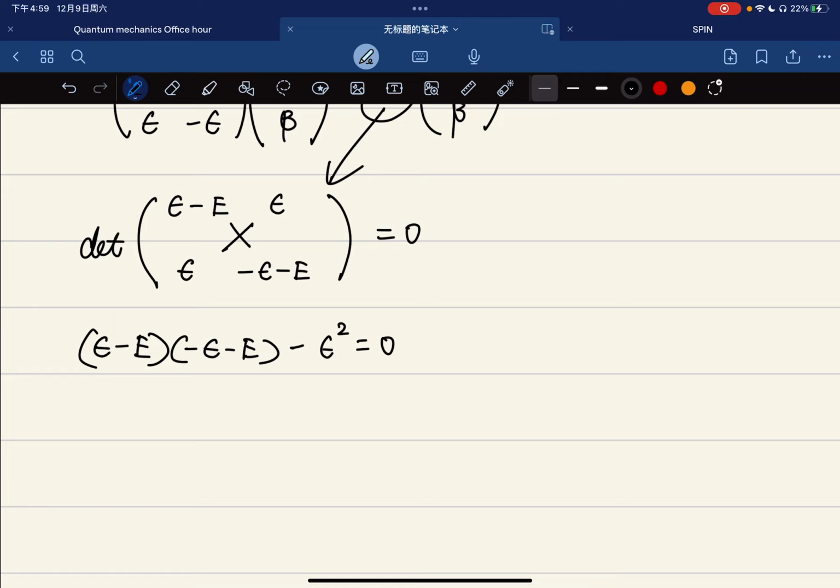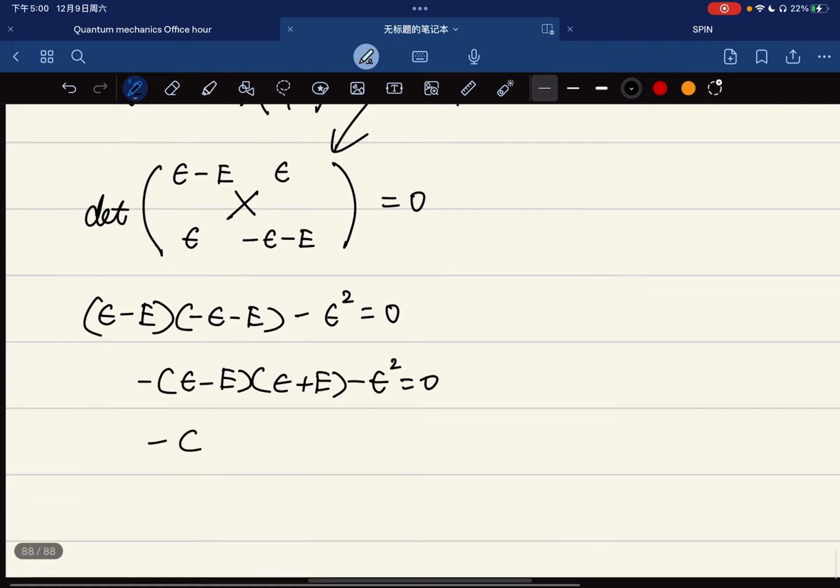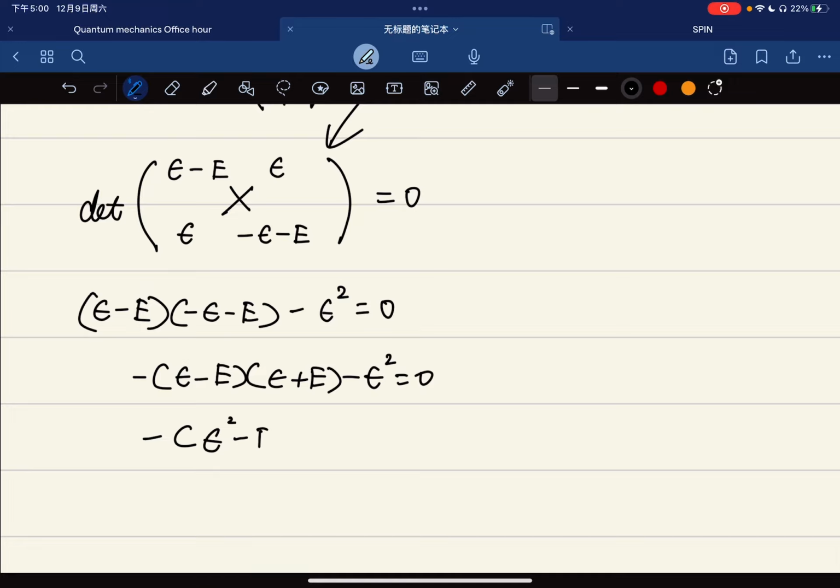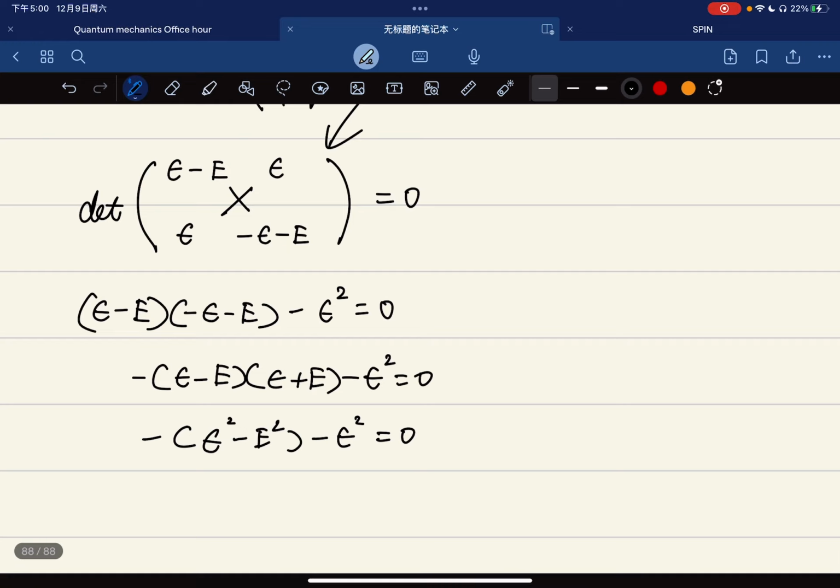So what do I have? I have minus square. So this is equals to minus this and this plus e. Yeah, this is better. And minus square minus e square minus square equals to 0. So now I have this 2e squared plus e squared equals to 0.